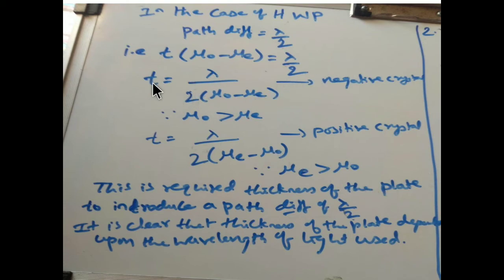Cross multiplying to get the thickness of the plate, T is equal to lambda divided by 2 into mu naught minus mu e. This is for the negative crystal, because mu naught is greater than mu e. Similarly, for the positive crystal, T is equal to lambda divided by 2 into mu e minus mu naught, because mu e is greater than mu naught. This is the required thickness of the plate to introduce a path difference of lambda by 2 in the case of the half wave plate. These are the two wave plates we have studied. Next, we will continue with another topic on another slide.